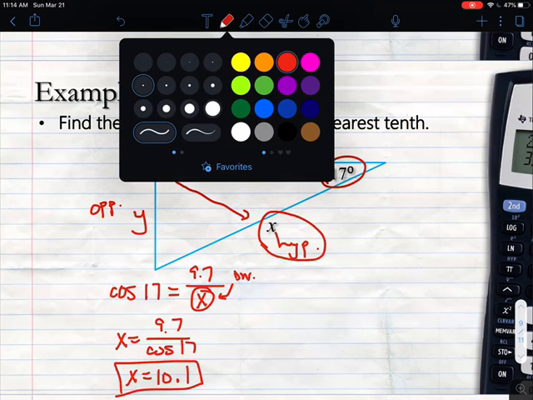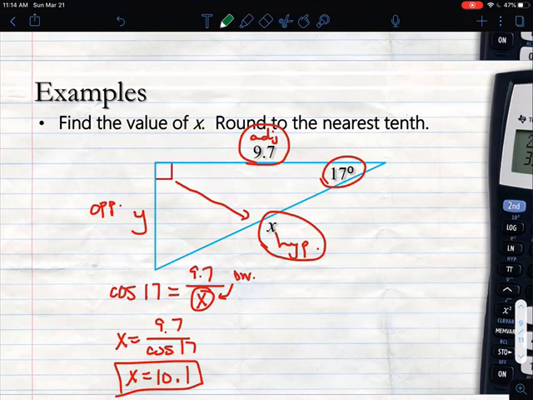Now to find y, I need to come back and do something completely different. So if I'm looking at y, that's the opposite leg. And then they also started me off with the adjacent leg. So I've got opposite and adjacent when I'm working with y. Well, opposite and adjacent talk about tangent. So I can come back to my angle. Tangent of 17, the angle always goes with the trig.